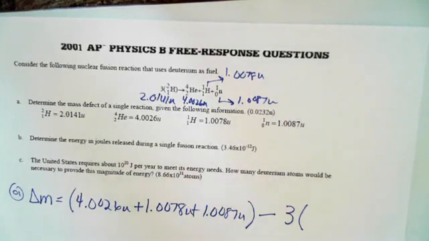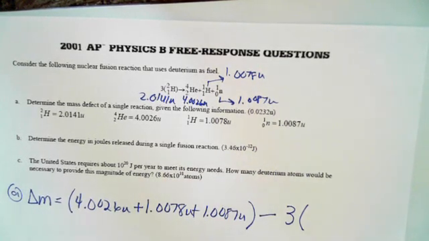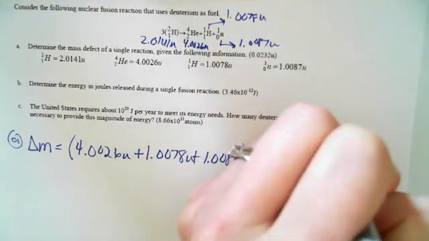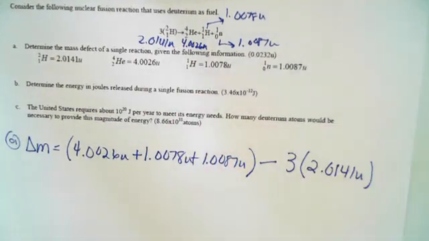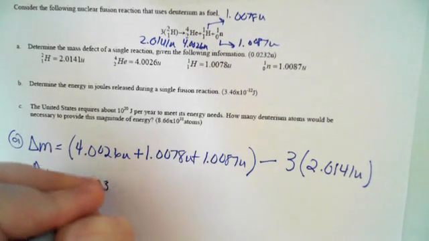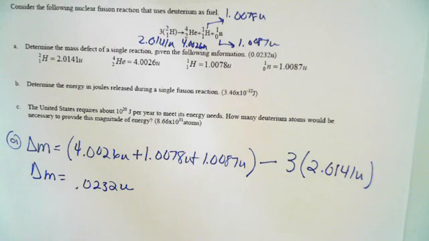Remember, we have 3 of those deuteriums, so that's going to be 2.0141 times 3. And we get a mass defect of 0.0232 U's.